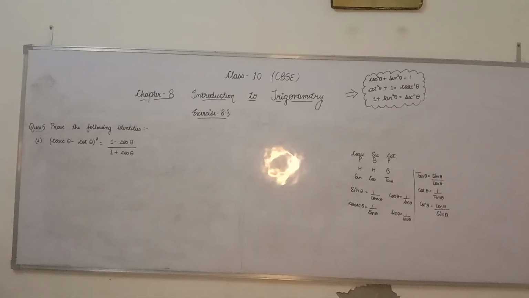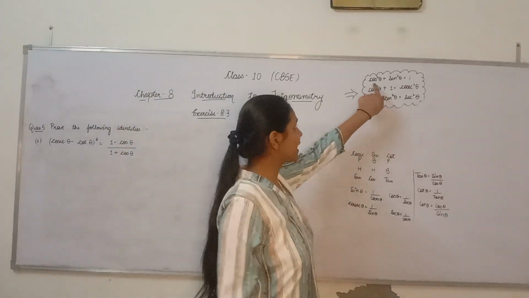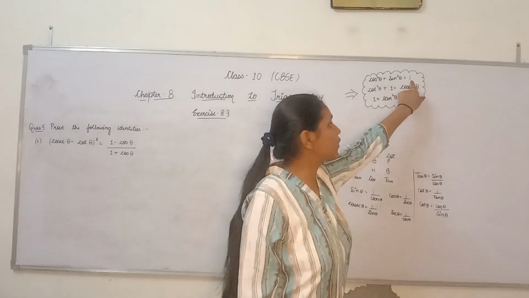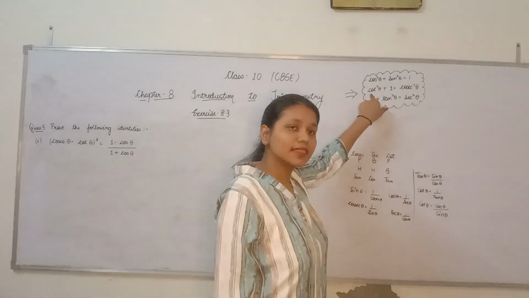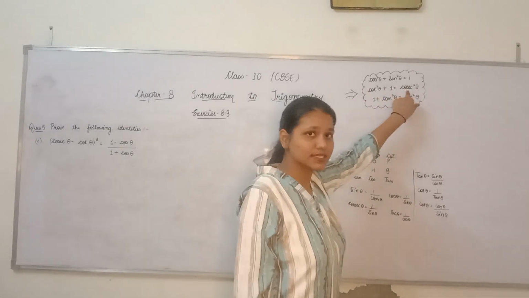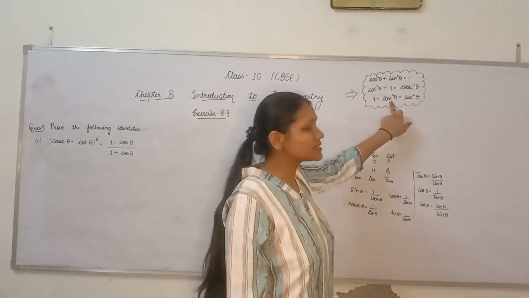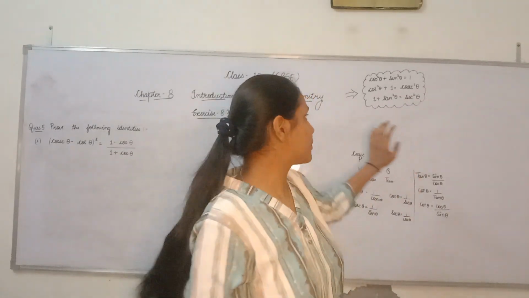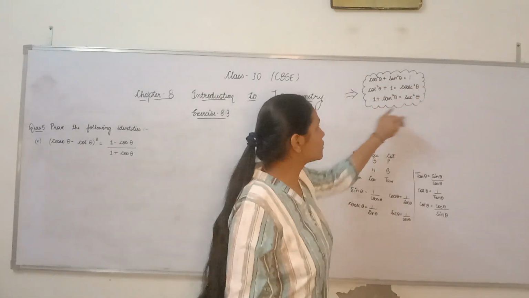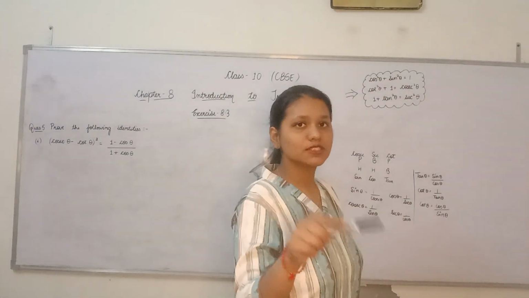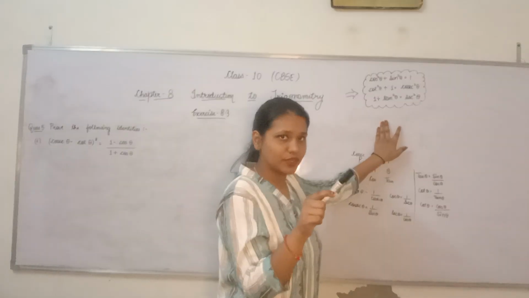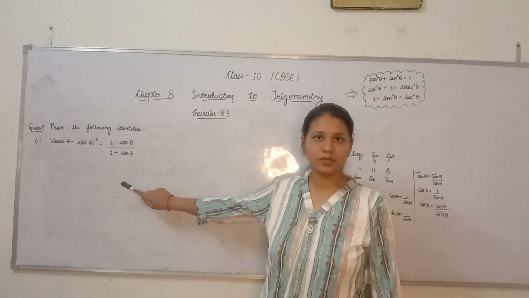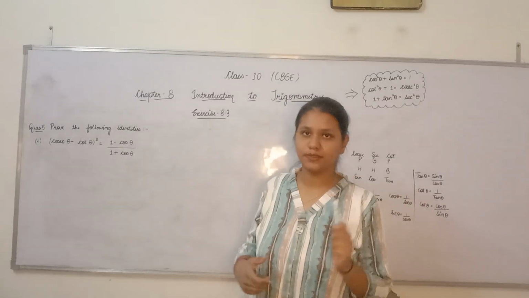And learn these three trigonometric identities, that is, cos square theta plus sin square theta is equal to 1, and cot square theta plus 1 is equal to cosecant square theta, and 1 plus tan square theta is equal to secant square theta. I have already uploaded the video about how to learn these three identities. Please go and check that video and learn these three identities, and then we will start with question number 5 of exercise 8.3.